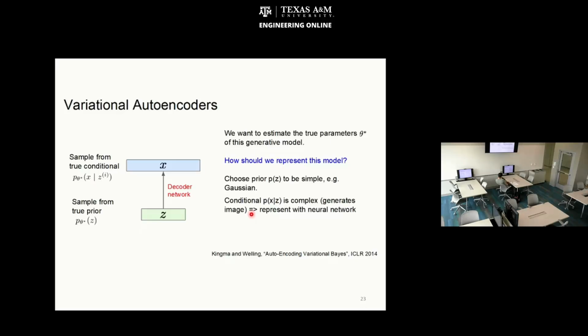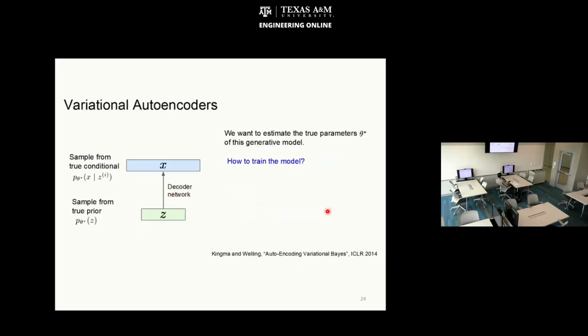What was the problem last time? Anyone remember? So the idea is that Z is simple. This is a Gaussian, right? And we can train a decoder network, which is basically P of X given Z. That's the generator network we want to learn, right? And we can represent it using a neural network, right? Is there any difficulty training this model?